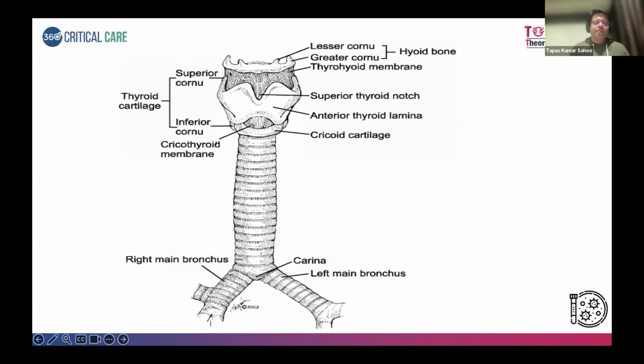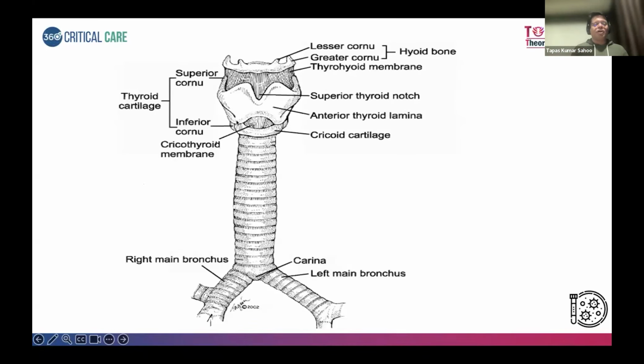This is the hyoid bone. Then this would be the thyroid membrane. This is the superior thyroid notch, anterior thyroid lamina, there is the cricoid cartilage, cricothyroid membrane. The cricothyrotomy again is a potential question. This is the thyroid cartilage as a whole. The thyroid cartilage, cricothyroid membrane, thyroid membrane, and hyoid bone.